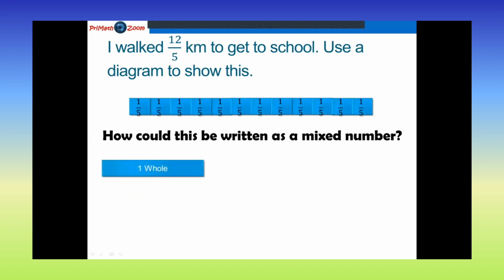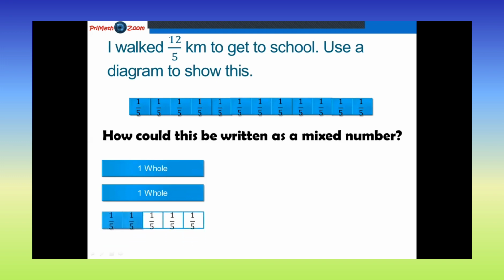1, 2, 3, 4, 5 more will make another whole, and we have some more. 1, 2. So we have two parts that did not fully create a whole. So we would have to have a new whole to show these 2 fifths. But we know that there are some parts of the whole that will not be occupied. So we could have it like this. We draw the whole and we shade 2 of the fifths.